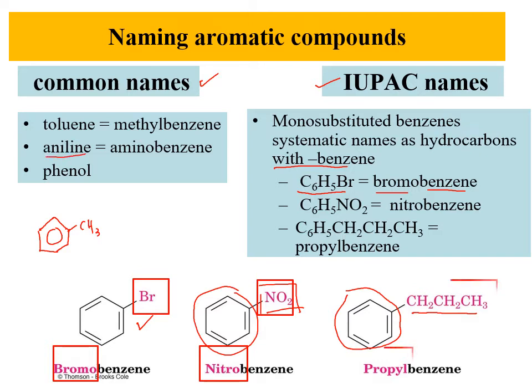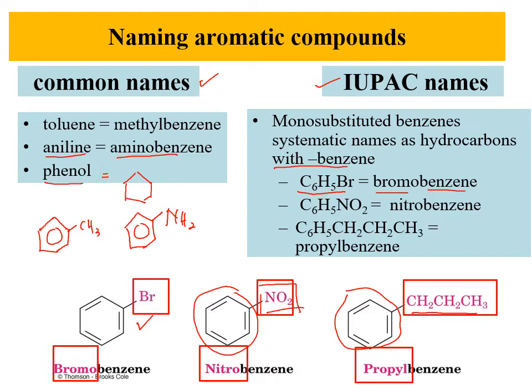So how is the structure of aminobenzene supposed to be? Benzene attached to NH2. And for phenol, what is the structure of phenol? We know that phenol is a benzene attached to an OH group. So it is called phenol.